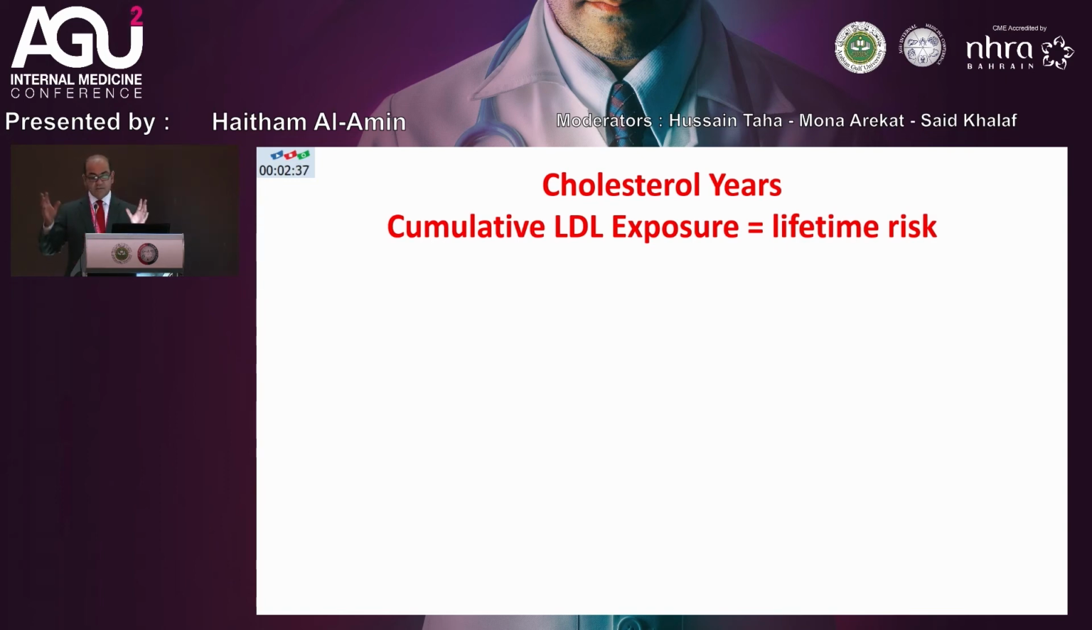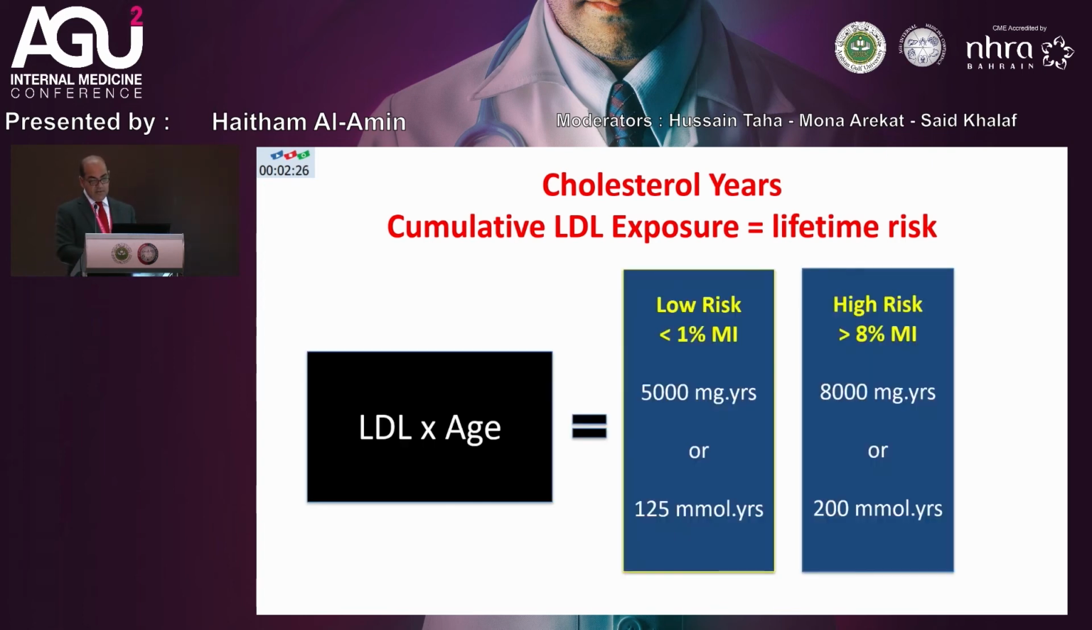And this is what brings us to the concept of, when we talk about smoking pack years, now we have cholesterol years. So this looks at the cumulative LDL exposure, which predicts your lifetime risk. Now, all of you know your age. So if you're sitting over here right now, and if you know your LDL cholesterol right now, you can multiply them together. Okay. And I like the milligram years because these are round numbers. So let's say your LDL is 150, okay, and you're 20 years old. So 150 by 20 is 3,000.